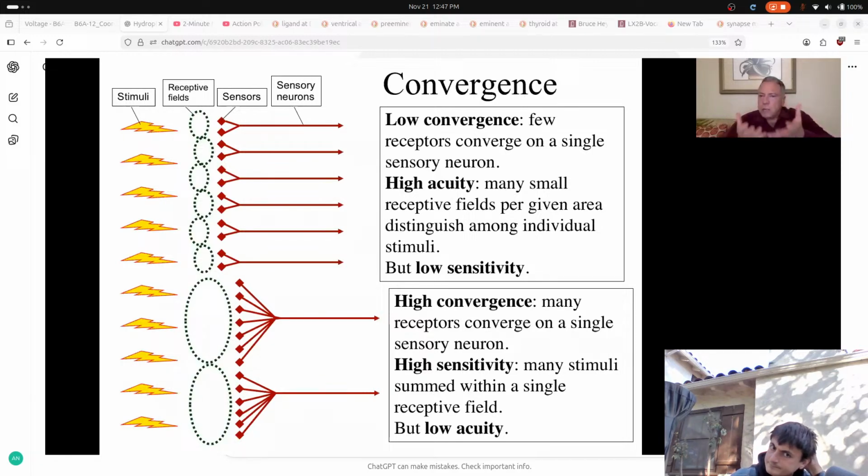Well, we said that, again, to get a generator potential to threshold, we have to add together signals. Now, we can add them together either because we're stimulating the same point multiple times, or we can be stimulating multiple dendrites at once. So we can add them up either in time or in space. Adding them up in space, you're going to be more sensitive if you've got more dendrites receiving signals. That's called convergence. How many sensors do you have converging on that sensory neuron? Right, converging.